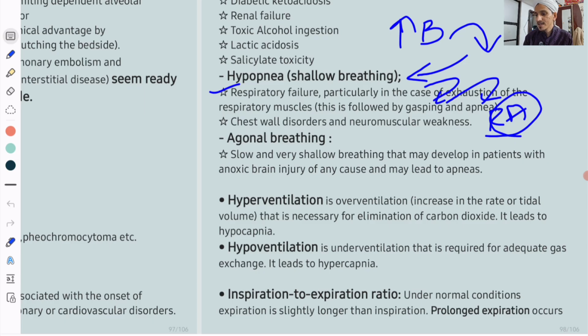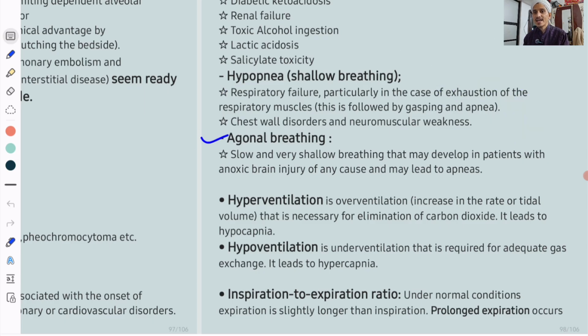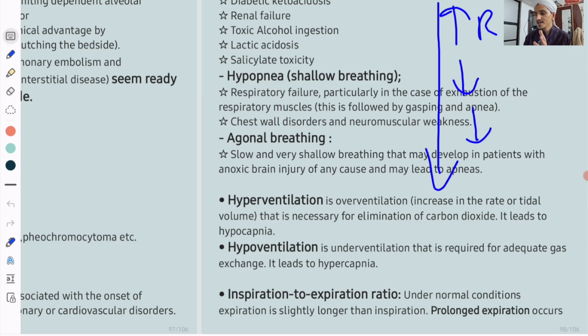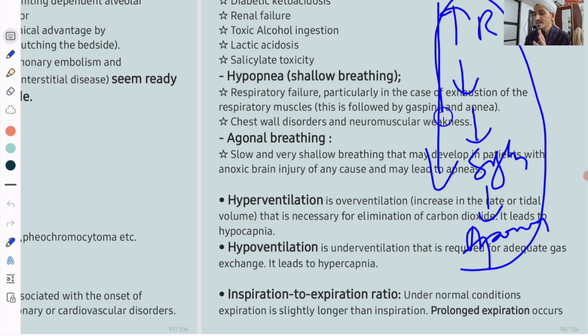Agonal breathing. What is agonal breathing? Breathing during dying. It is slow and very shallow breathing that may develop in patients with anoxic brain injury due to no blood supply to the brain. Any cause may lead to apneas, which is cessation of respiration. So agonal breathing you can see in any patient who is going to die. The patient will deteriorate like this: fast breathing, then exhaustion which we call hypopnea, then gasping, and then apnea. Like this the patient will go into respiratory arrest.